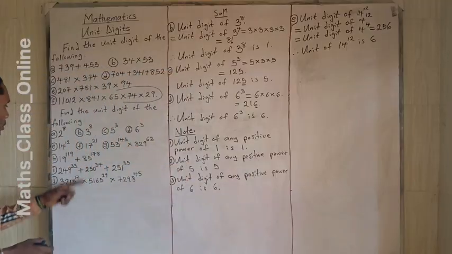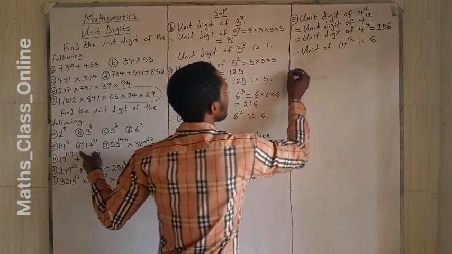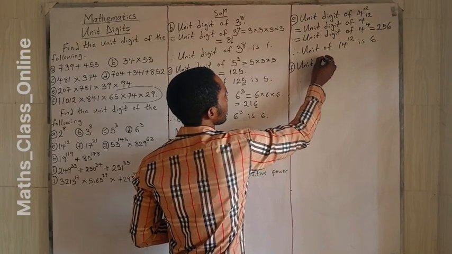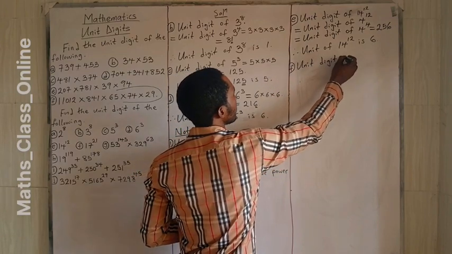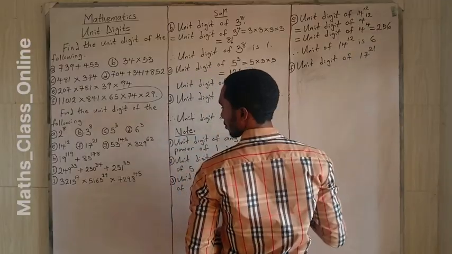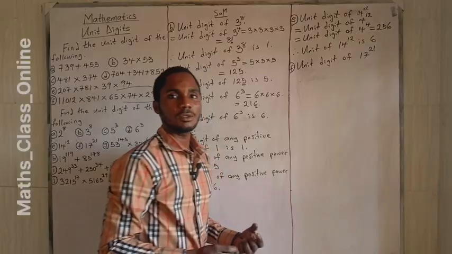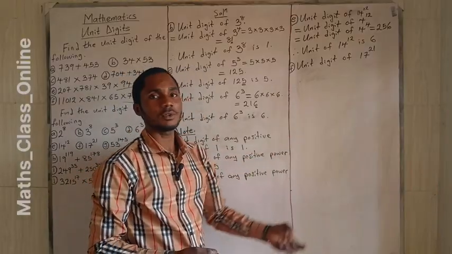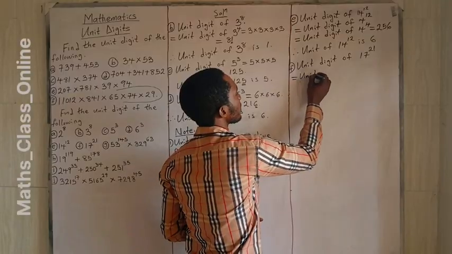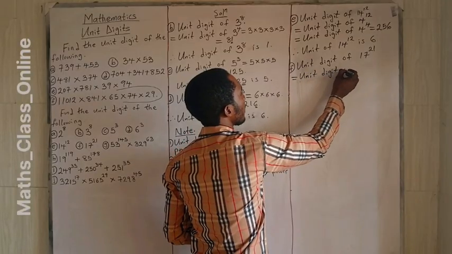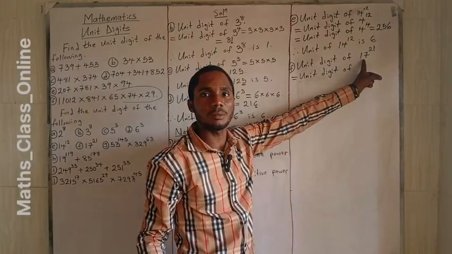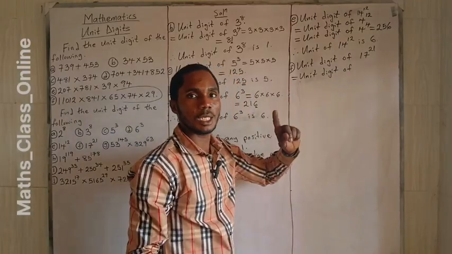Example 6. We want to find the unit digit of 17 raised to the power of 21. This is the same as the unit digit of... 17 is a 2-digit number. What is the unit digit of 17? That is 7.